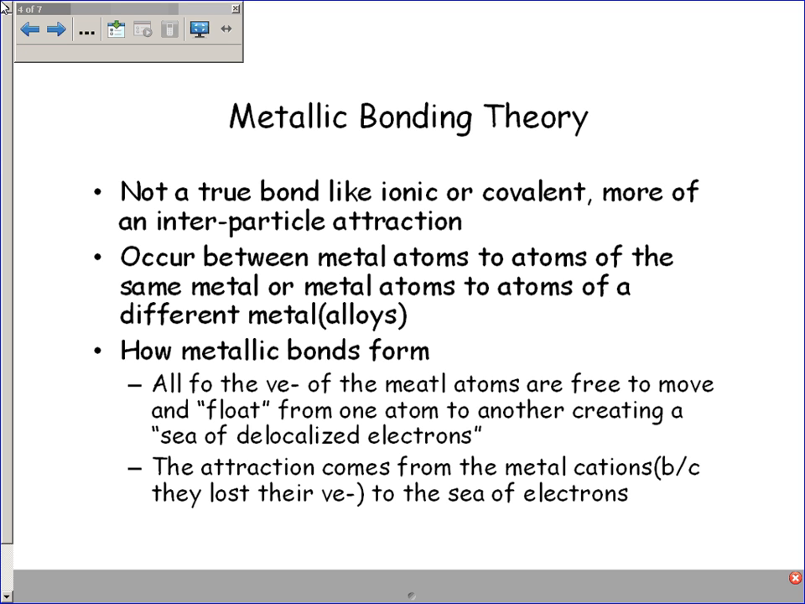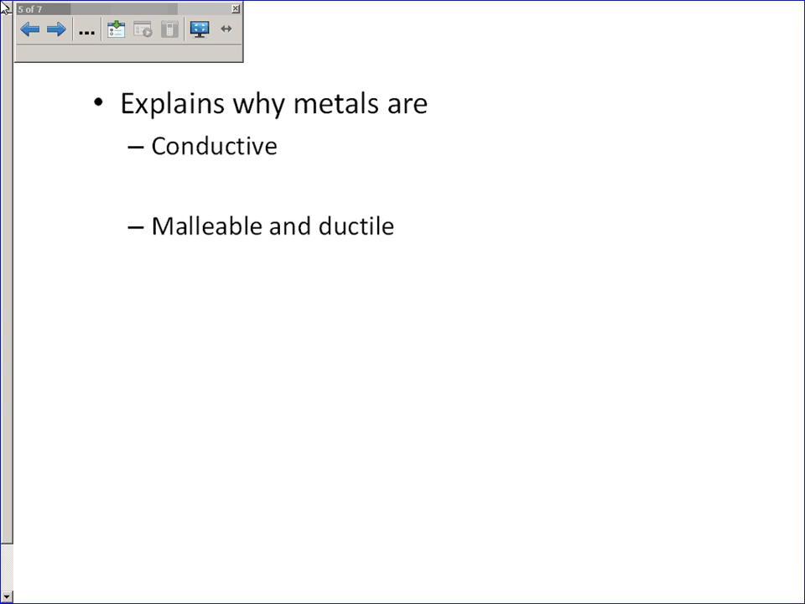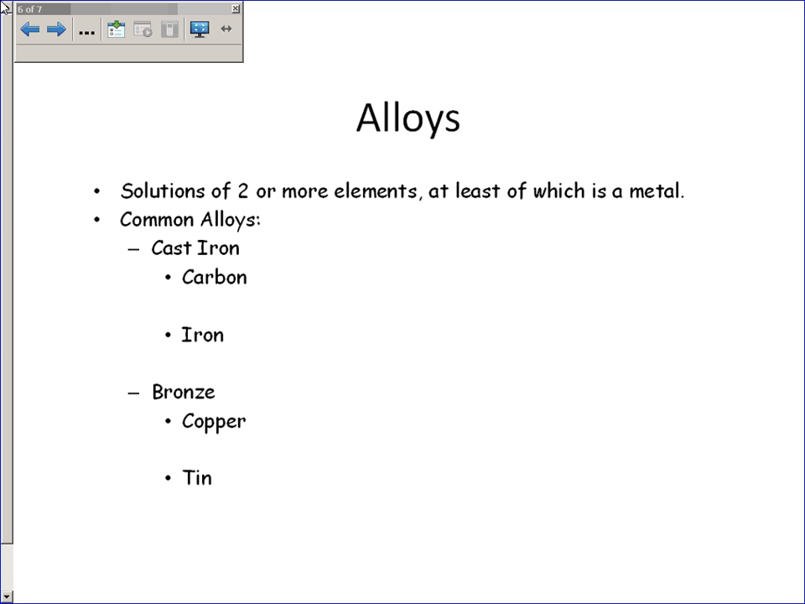It's why metals are malleable. Malleable means able to be pounded into sheets. It's why metals are ductile, which means pulled into wire. It's why they conduct electricity, because the electrons are constantly moving. So this is why metallic compounds have the characteristics that they have. And an alloy is going to be a mix of two or more metals. So an alloy is a mixture. It could be homogeneous, could be heterogeneous, of two or more metallic compounds, two or more metal atoms.